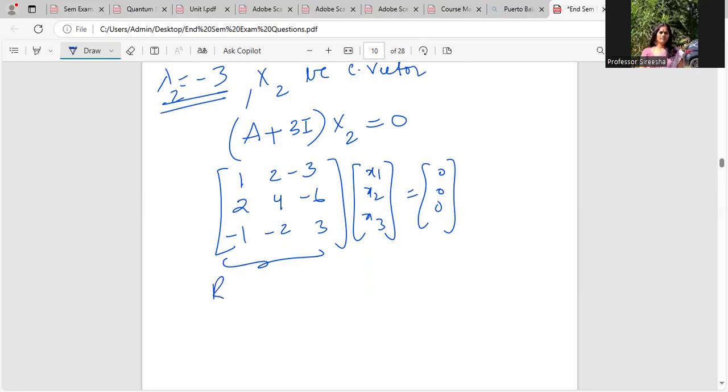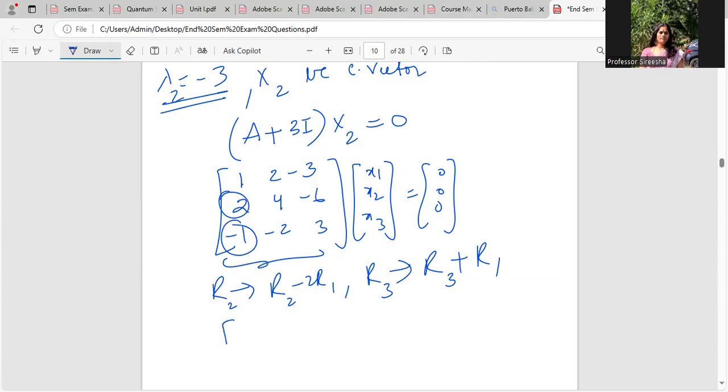So what will I do? R2 would be R2 minus 2R1. What is R3? How will I get a 0 at the minus 1 place? R3 would be R3 plus R1. I want a 0 there, so let's see what happens.